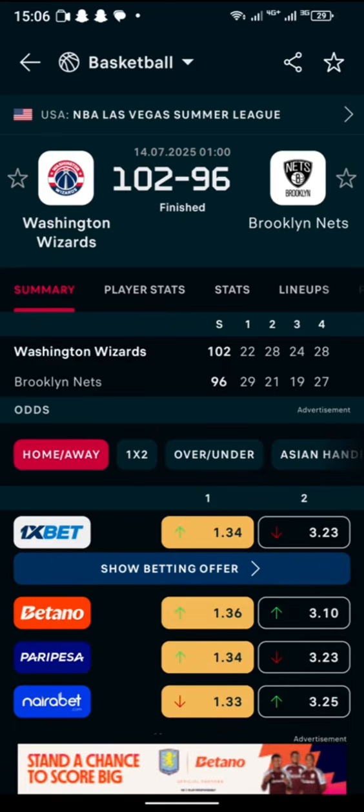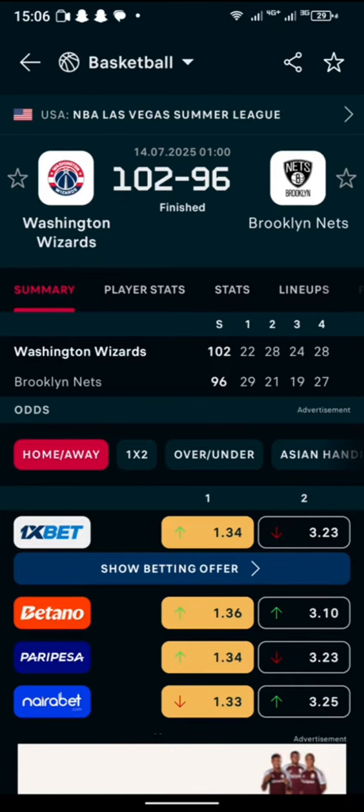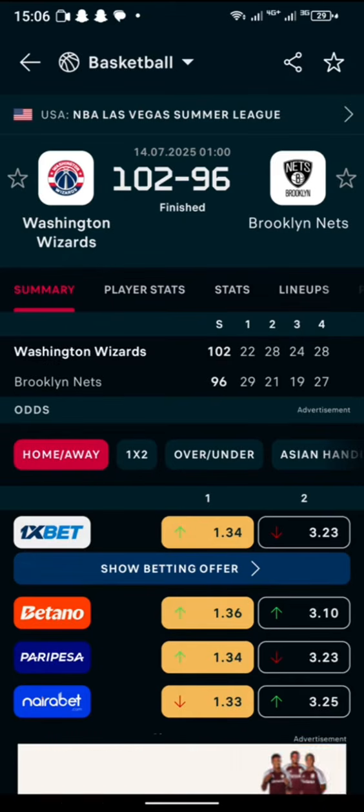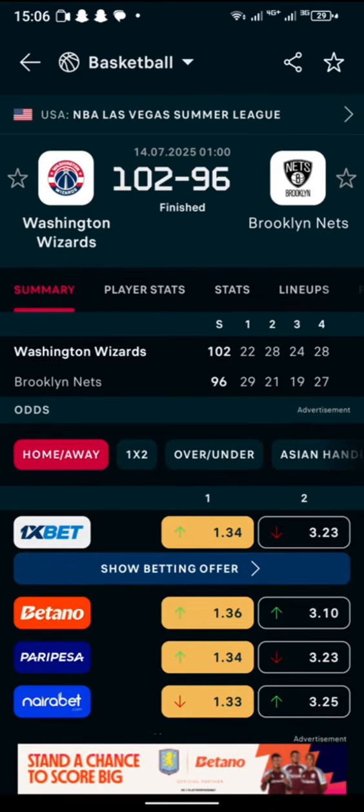Now, this is another problem, guys. Yes. So you see, now let me start again. In the first quarter, the away team won, right? Yes, they won. Now, in the second quarter, the home team won. And in the third quarter, the home team won. That's Washington. And in the fourth quarter, the home team still won.